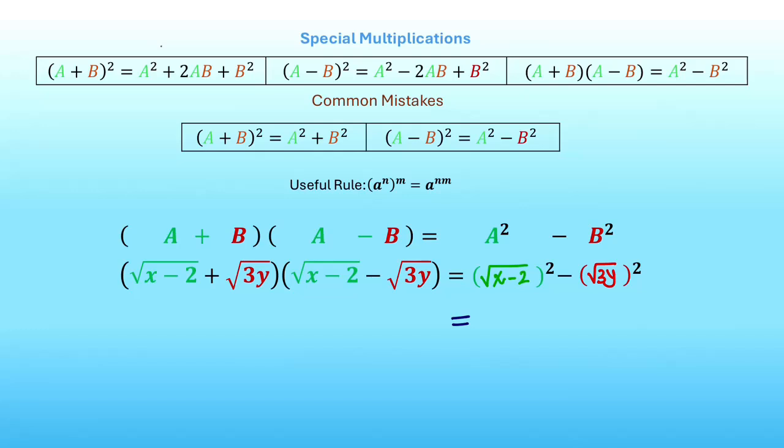And finally, we're going to evaluate those squares. The square of the square root of x minus 2 is just x minus 2. And the square of the square root of 3y is just 3y. And that is the lesson for now.